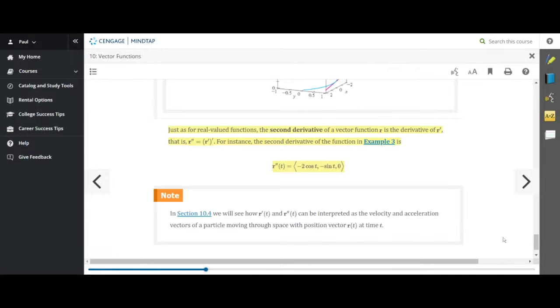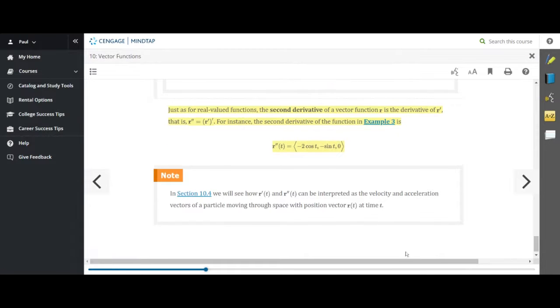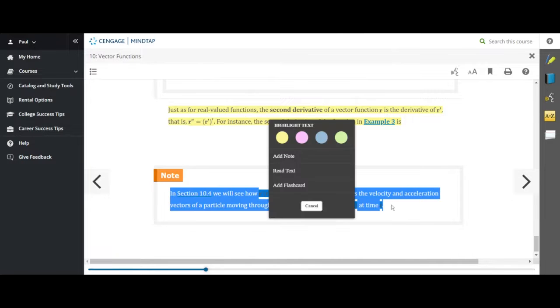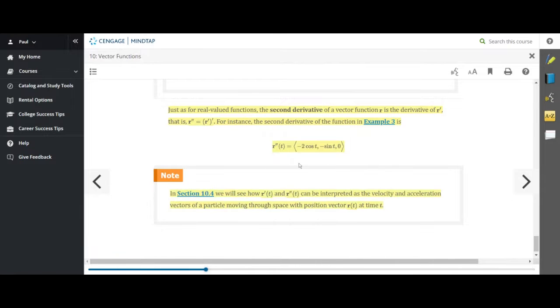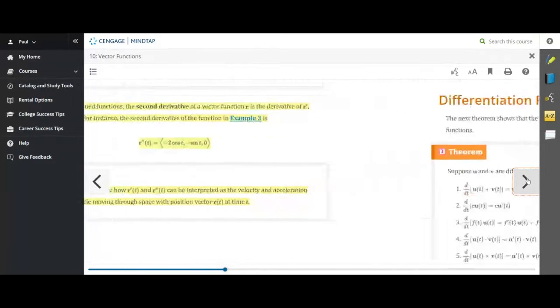Okay, now there's something else too that we need to be, well, actually they kind of stole my thunder here, didn't they? They're saying right here in 10.4, we'll see how these can be interpreted as velocity. R prime and R double prime can be interpreted as velocity and acceleration vectors. So, okay, let's proceed a little bit more here.